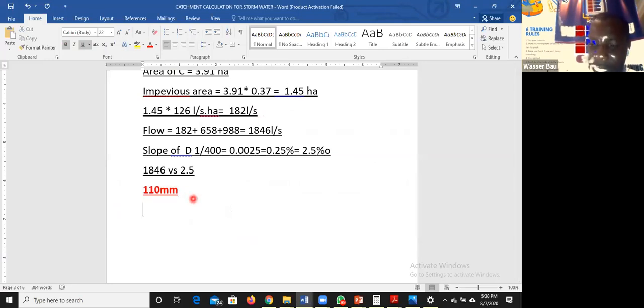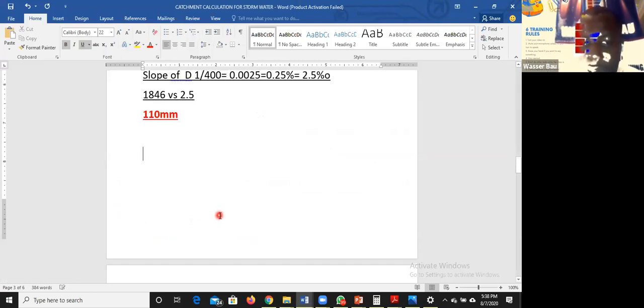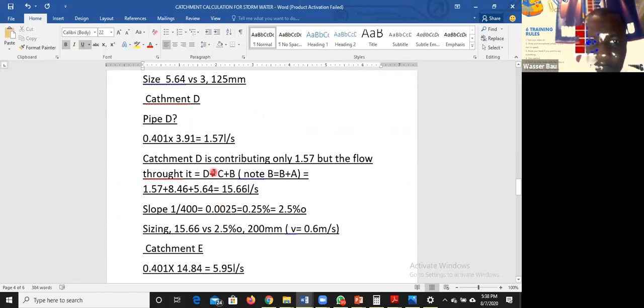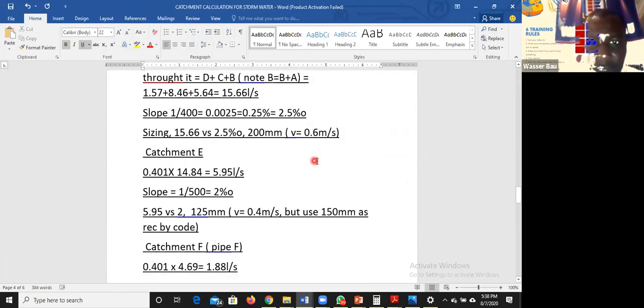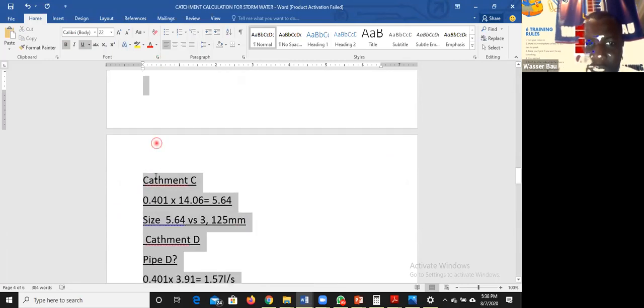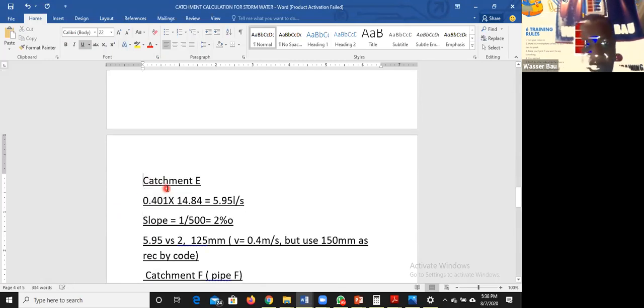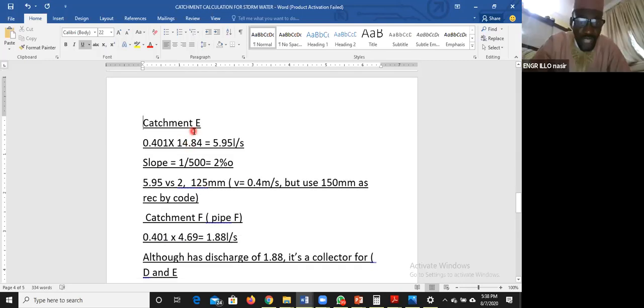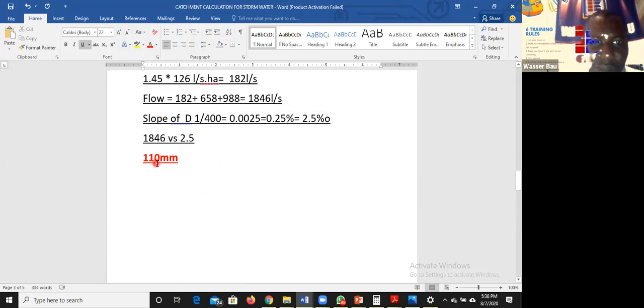So the next thing is catchment. Sorry. So that is it. So the next one we're going to do is catchment E. Sorry, I've not been taking care of the velocity. The velocities are also there. Please, you can do that. That pipe should be 1,100, sir. And that's what I did, sir. Look at it.